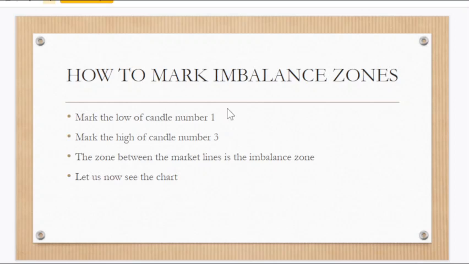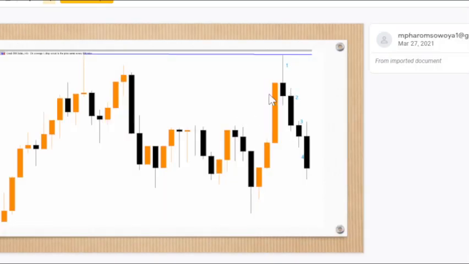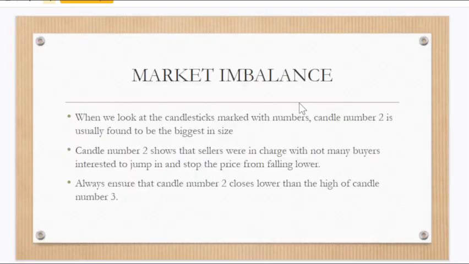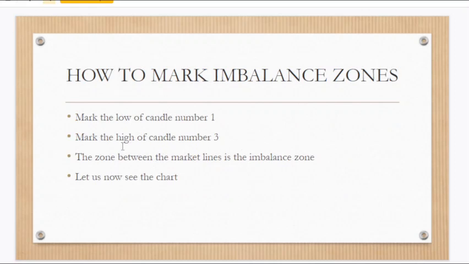Okay, how to mark imbalance zones. That's a very important thing that we have to understand. How can we mark this out? Mark the low of candle number 1. You mark this low of candle number 1. Okay, mark the high of candle number 3. You mark the high of candle number 3. The zone between the marked lines is the imbalance zone.